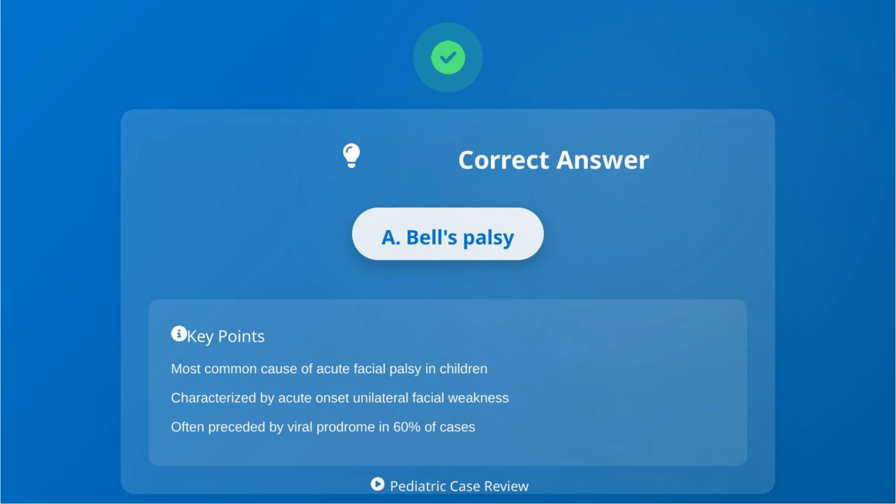Bell's palsy. This is the most common cause of acute facial palsy in children, characterized by sudden onset unilateral facial weakness. About 60% of cases are preceded by a viral prodrome. The clinical picture described, acute onset, unilateral involvement, and absence of other neurological findings, is classic for Bell's palsy.